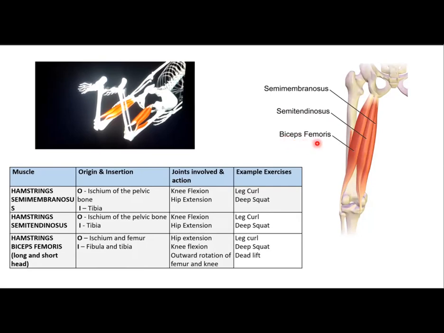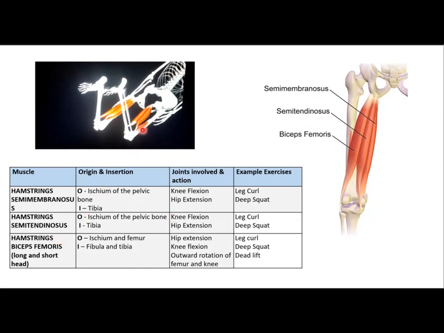Biceps femoris. So biceps has 2 heads. That means biceps is 2. Then you have 2 more here, semimembranosus and semitendinosus. So actually, the hamstrings have 4 heads of muscle. Okay, so it's biceps femoris, and the other 2.